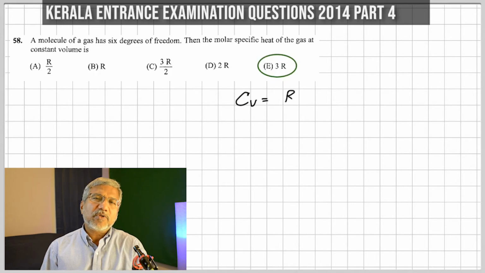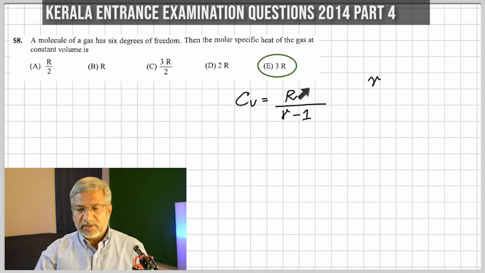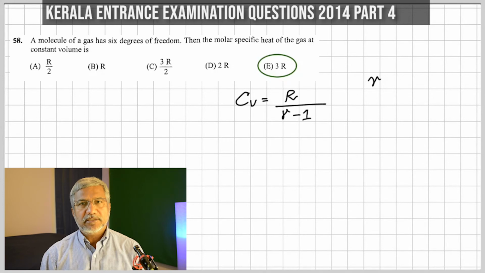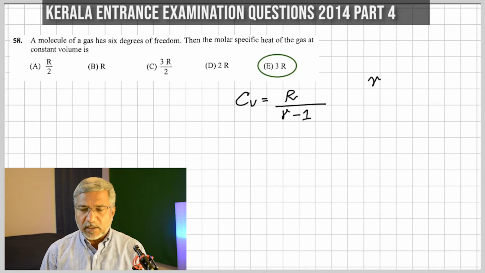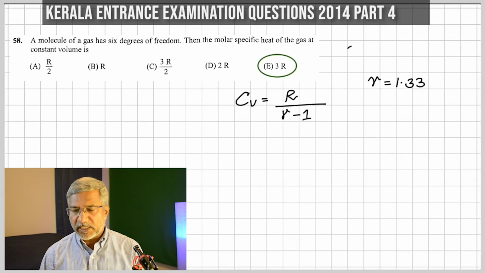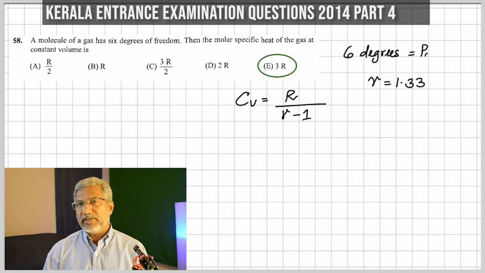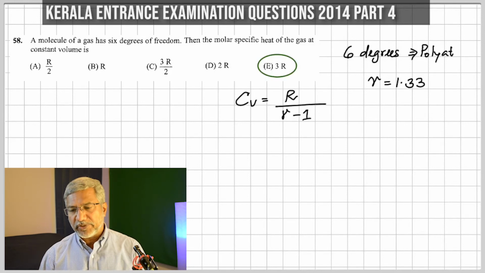So if we know that, we can calculate the specific heat at constant volume because it's given by this formula. R by gamma minus 1. This is the universal gas constant. This is the ratio of specific heats. Okay? So R, we know, the answers are in terms of R, so we need not do anything there. So gamma, like I explained, because it's a polyatomic molecule, gamma is 1.33. Okay, so how do we know that? Because it has 6 degrees of freedom. We know it's a polyatomic molecule, and therefore gamma is 1.33.